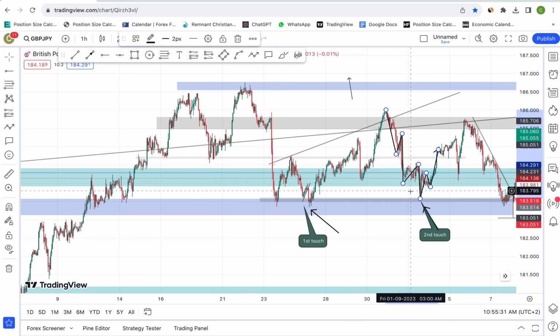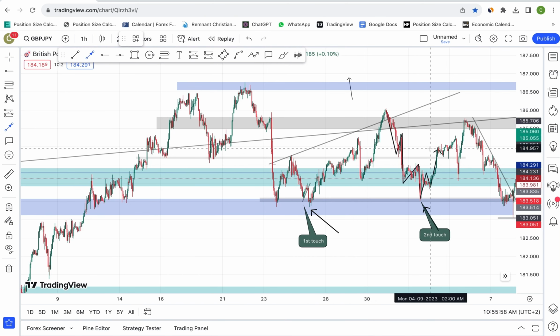What is the last higher low? The last higher low is this area. Let me circle it for you. Let me point it out for you right here. Don't get it confused. The last higher low is this place. This place is this higher low right here.